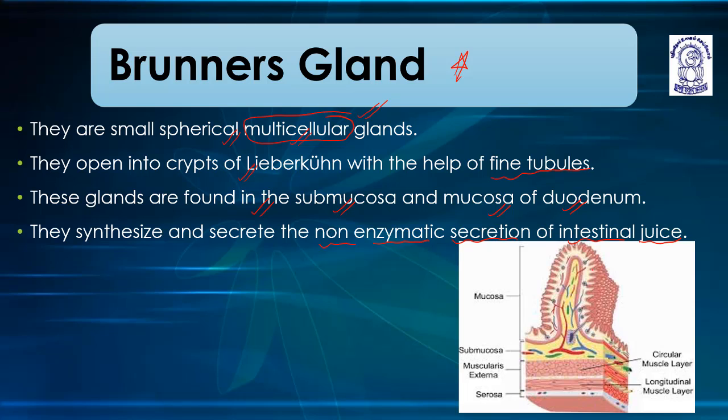Here is the picture. We can see the mucosa, submucosa, muscularis externa, serosa, circular muscle layer, longitudinal muscle layer, and these finger-like projections. Okay, understood? So these are Brunner's glands, right?